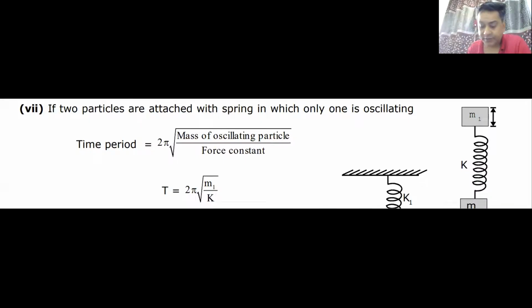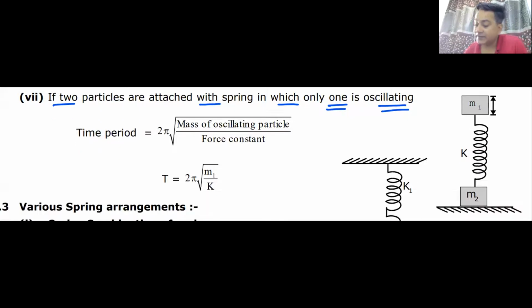Again, an important case. If two particles are attached with a spring in which only one of them is oscillating, as you can see in the case here, this particle is kept on the ground. This is not oscillating. Only this particle which is hanging in air is oscillating. Do we understand this? In that case, the time period will be equal to 2 pi root over the mass of the oscillating particle. In this case, it is m1. So the time period is 2 pi root over m1 by k. Omega square will be k by m1. We have to use the mass of the oscillating particle. Do you understand this?